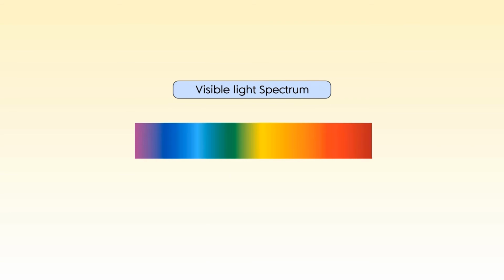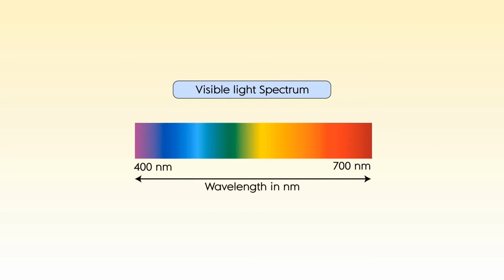The best wavelength of visible light for photosynthesis falls within the blue range, which is 425 to 450 nanometers, and red range, which is 600 to 700 nanometers. Therefore, the best light source for photosynthesis should ideally emit light in the blue and red ranges.